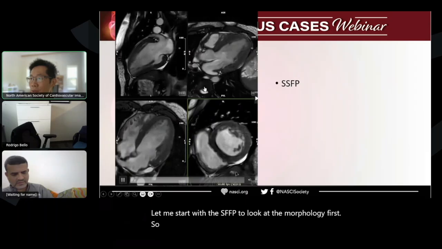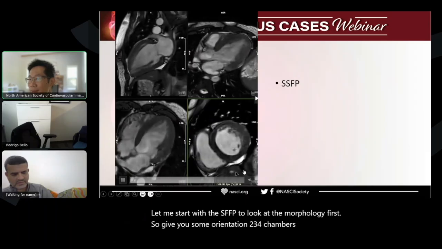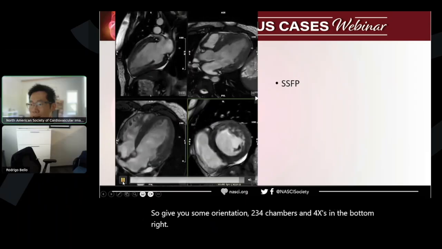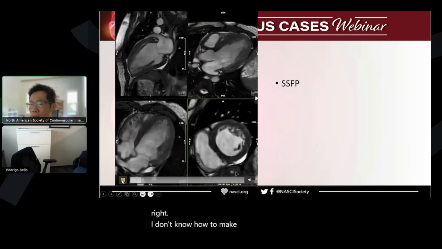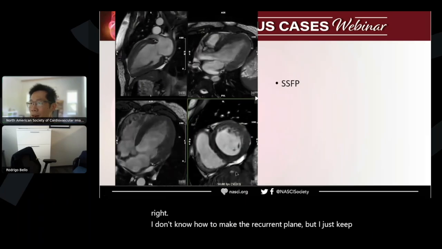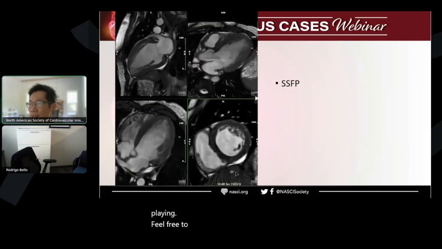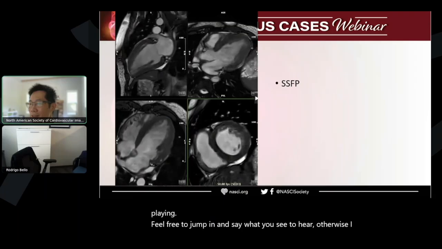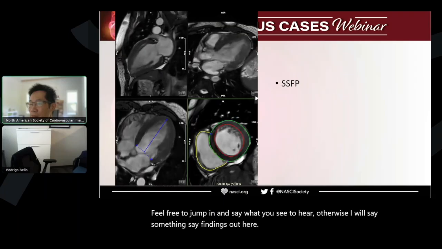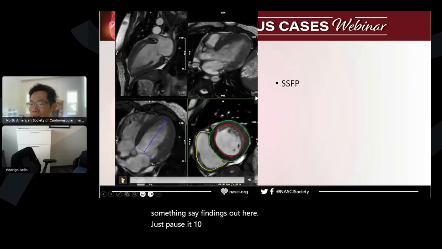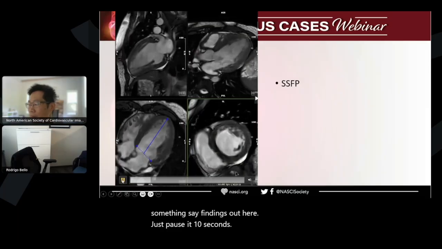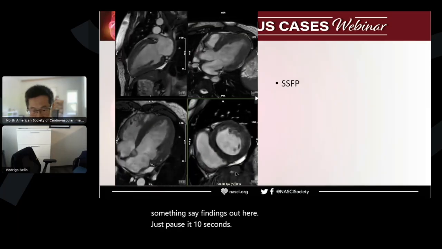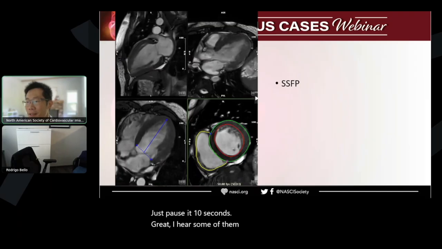To give you some orientation, 2, 3, 4 chambers and short axis are in the bottom right. I don't know how to make it loop, so I'll just keep playing. Feel free to jump in and say what you see here. Otherwise, I will say something about the findings. Let me pause 10 seconds.